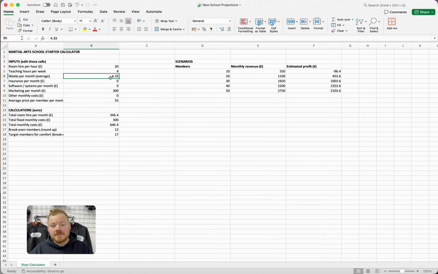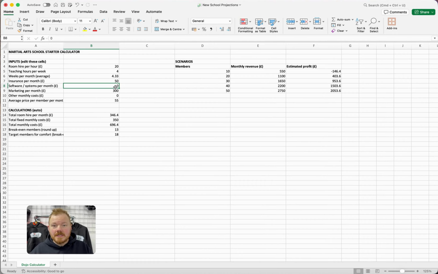So weeks per month average is 4.33 because hardly any months have exactly 4 weeks, except February. All the other months are going to have a little bit more. So this is just an average. So you're going to have to work out your insurance per month. So I'm just going to put some figures in here. So let's say that your insurance is £50, okay?